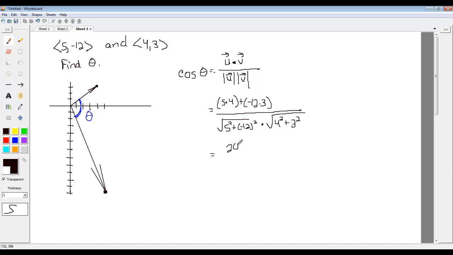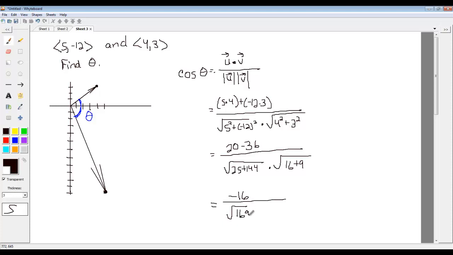Okay, so we got 20 minus 36 up top. And on the bottom we got the square root of 25 plus 144 times the square root of 16 plus 9. So we get negative 16 on top. We got the square root of 169 times the square root of 25. So that's negative 16 over 13 times 5, or negative 16 over 65. So to truly find theta, we've got to do the inverse cosine of negative 16 over 65.